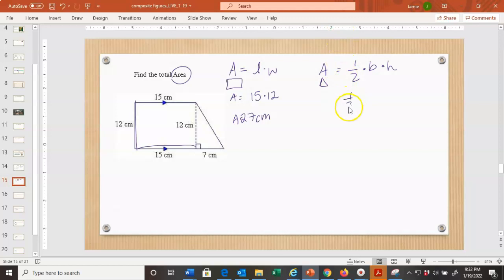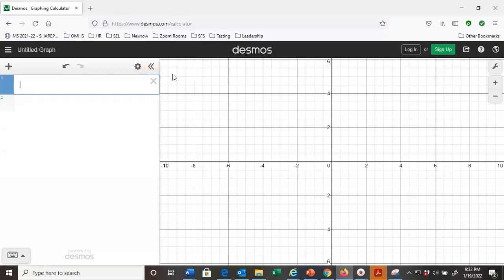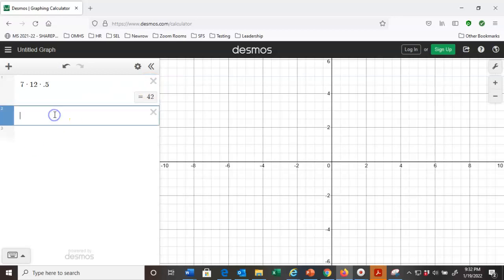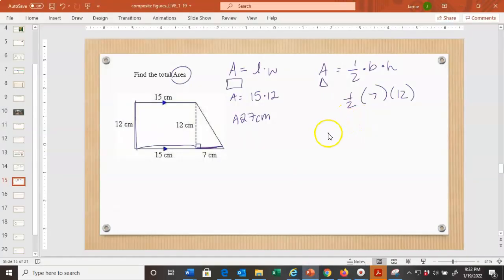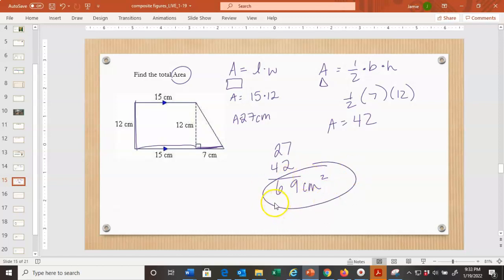And then over here, we're going to have 1/2. The base is 7 and the height is 12. So 7 times 12 times 1/2. I might just do 0.5. That's the same, right? It's easier to do it. Otherwise, you would go like this. There we go, 42. And now, what's the total area? So all you do is take 42 and add it to 27. 69 centimeters squared. Remember, area is always squared.